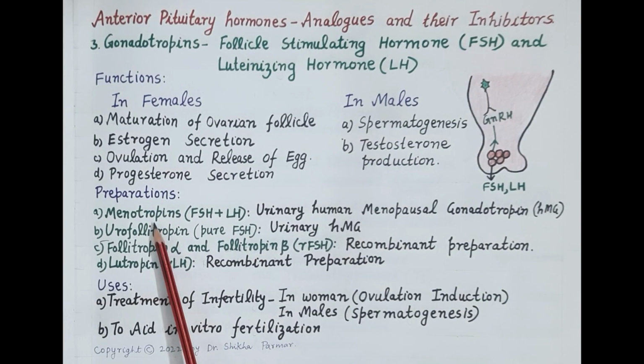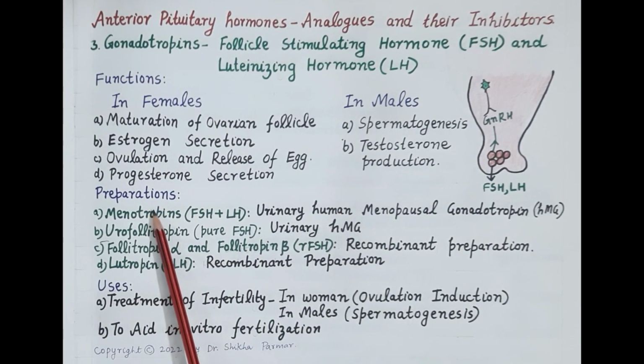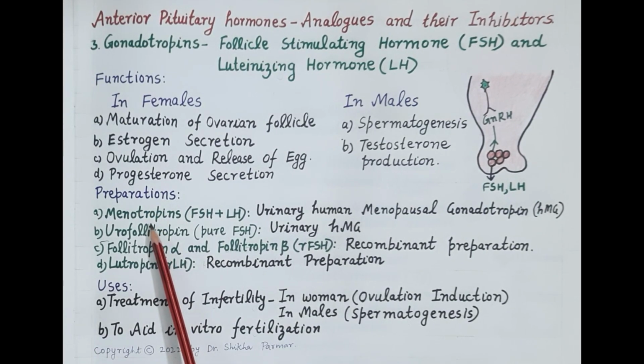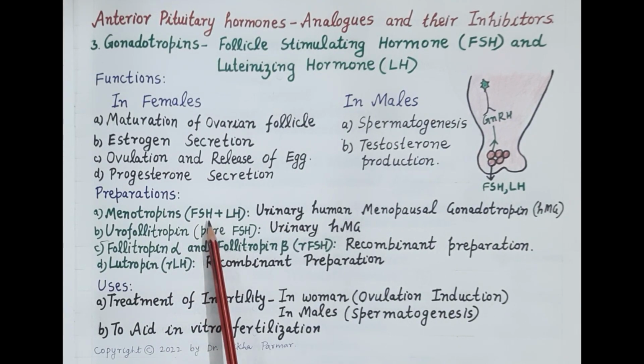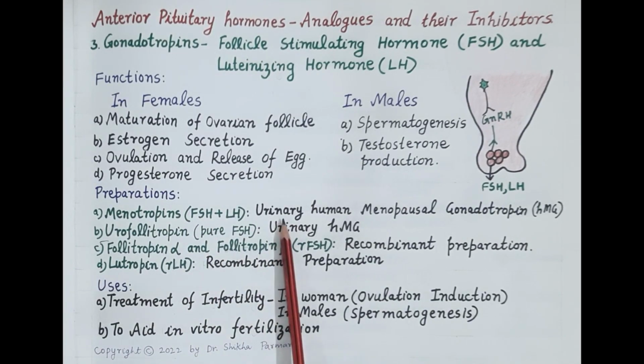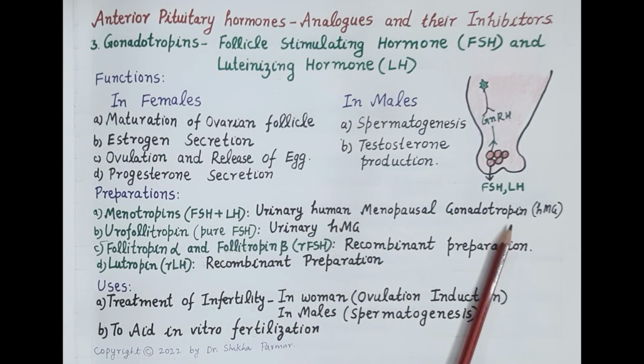Now, let's see the preparations of FSH and LH, which are mainly used in the treatment of infertility. Preparations include menotropins. It is a preparation that consists of FSH and LH. Very important to remember and to understand that urine of menopausal women is found to be a very good source of FSH and LH. So, menotropins is a preparation that is prepared from the urine of menopausal women. And thus, the source of menotropins is the urinary human menopausal gonadotropin.